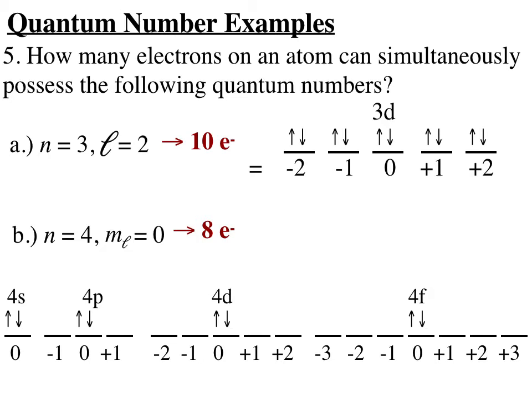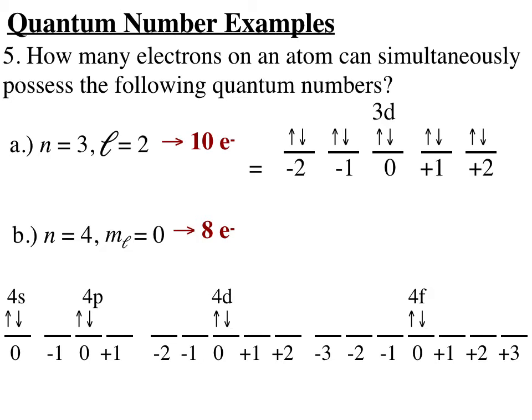Now what about for 5B? I'm told I'm on energy level n equal 4, and I want to know how many electrons on energy level n equal 4 could possibly have m sub L equal to 0. Well, first we should note that on energy level 4, you can have a 4s, a 4p, a 4d, and a 4f, because the L values that are allowed on n equal 4 begin at 0 and go to L equal 3. So that's begin at S, go to P, D, and then end at F.